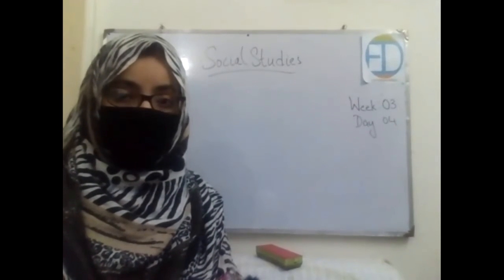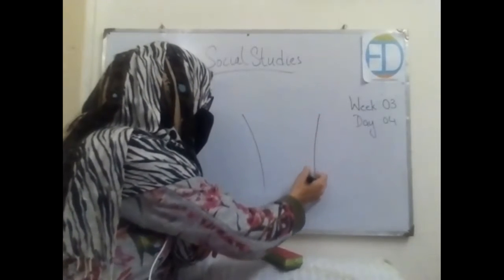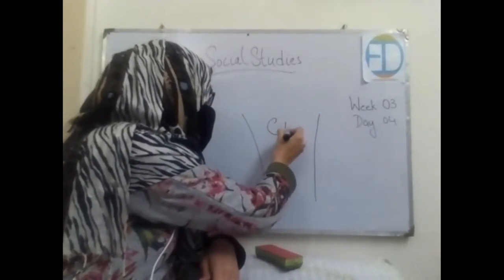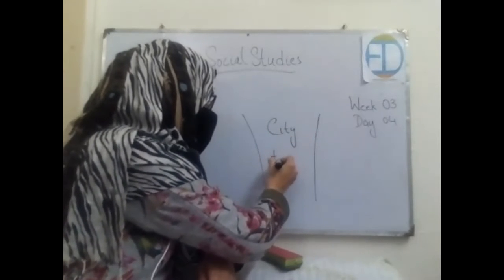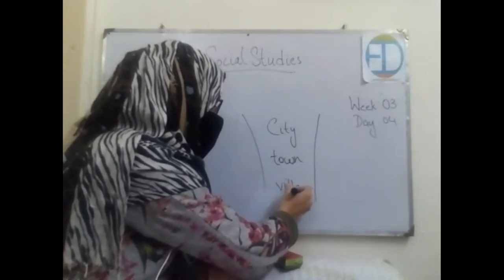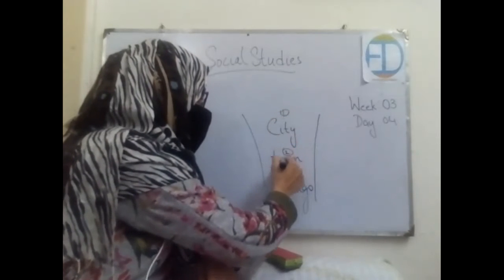Okay, wait for a moment. This was the funnel, or ranking order that I created. On the top comes the city, then there is a town. Town is a small part of a city, and then there comes a village. Okay, so this is first, this is second and third.